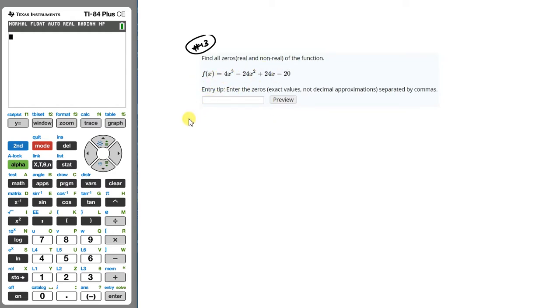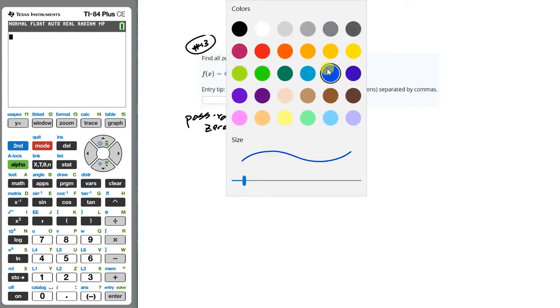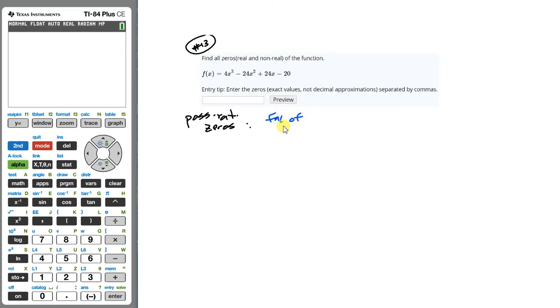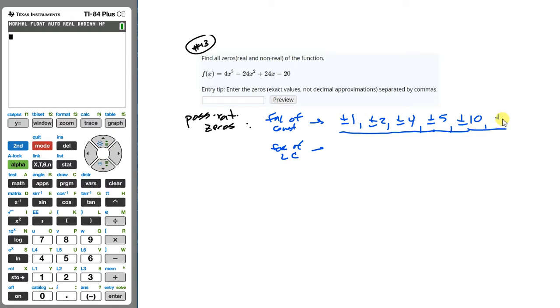First of all, what are the possible rational zeros? A zero, remember, is a value of x that makes the function become zero. So my possible rational zeros are going to be factors of the constant term divided by factors of the leading coefficient. The constant term is negative 20. What are the factors of negative 20? Plus or minus 1, plus or minus 2, plus or minus 4, plus or minus 5, plus or minus 10, and plus or minus 20. That's a lot of stuff.